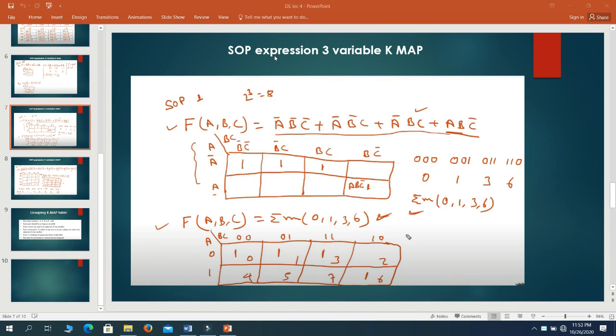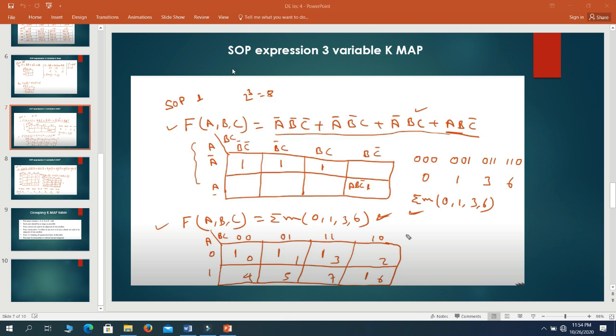So now let's look at the SOP expression for a 3 variable Karnaugh map. In the previous slide we discussed how we can construct a 2 variable Karnaugh map table. In this slide we will be talking about forming the SOP expression, the sum of products expression, for a 3 variable Karnaugh map.